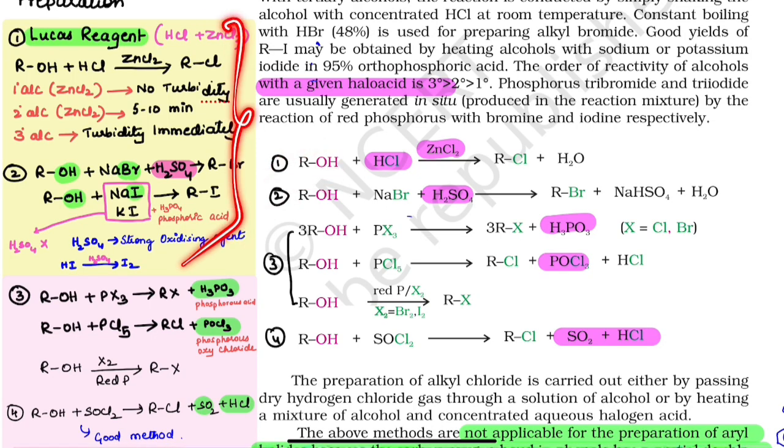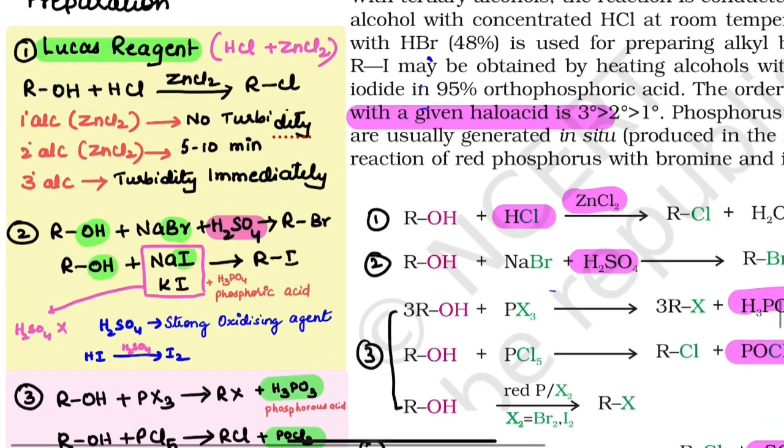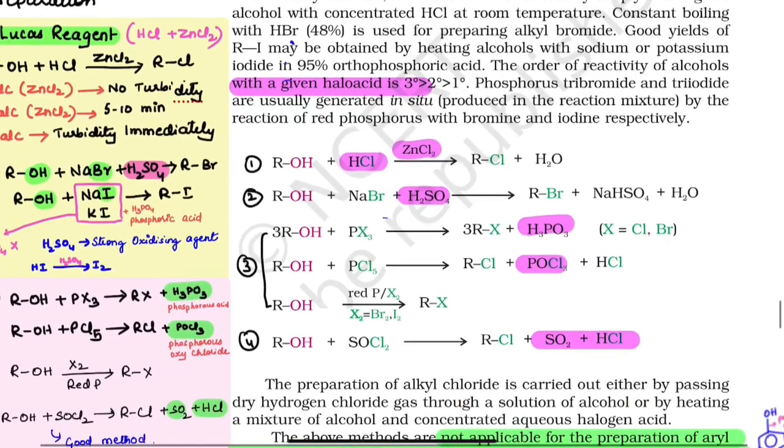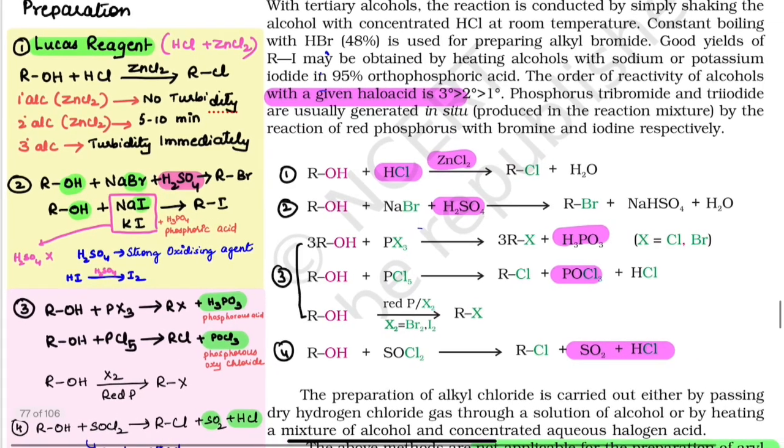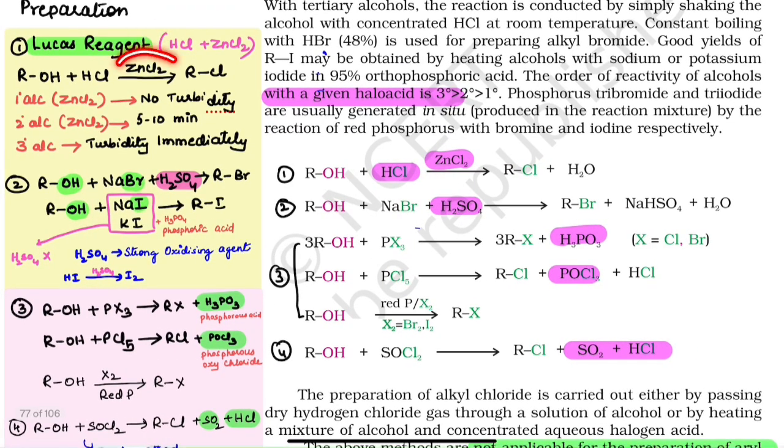We will see this. First we will see the first reaction, which is called Lucas reagent. Whenever you see HCl in the presence of zinc chloride, what is happening is the OH group is substituted with Cl. Here Cl is there, therefore OH will be replaced with Cl. This is called Lucas reagent. Zinc chloride in the presence of HCl is called Lucas reagent.